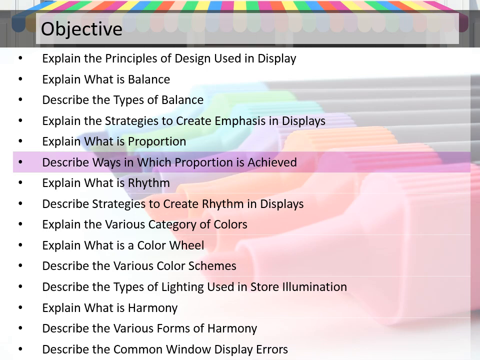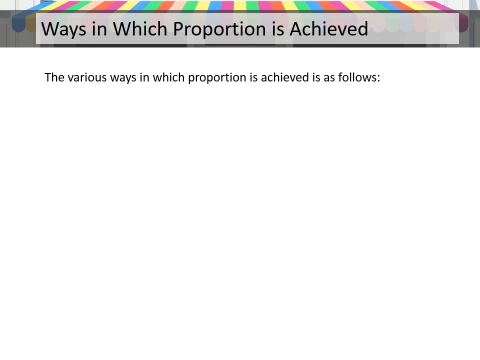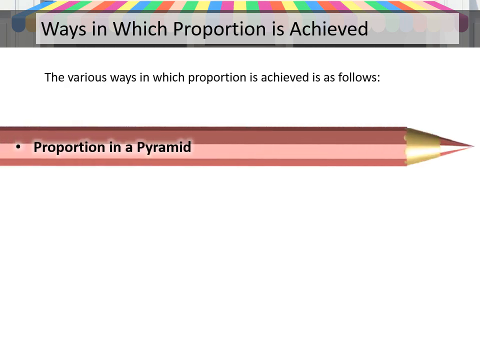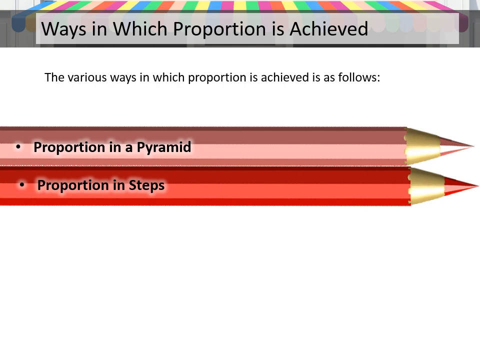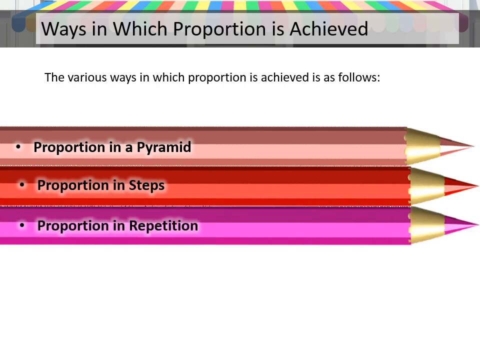Describe ways in which proportion is achieved. The various ways in which proportion is achieved is as follows: proportion in a pyramid, proportion in steps, proportion in repetition. Let's look at each one of them in detail.